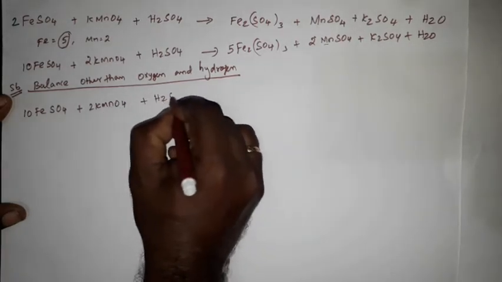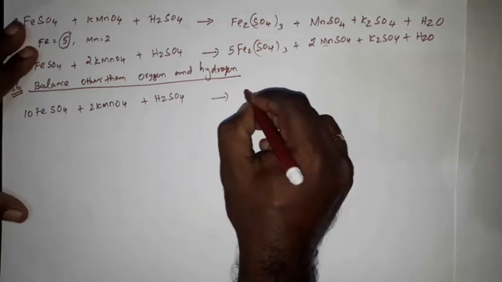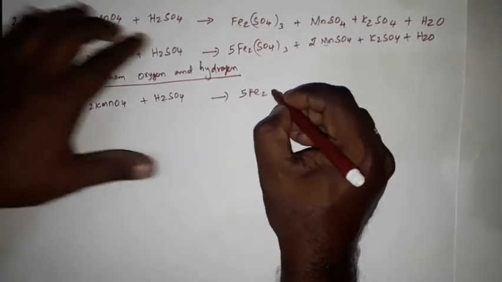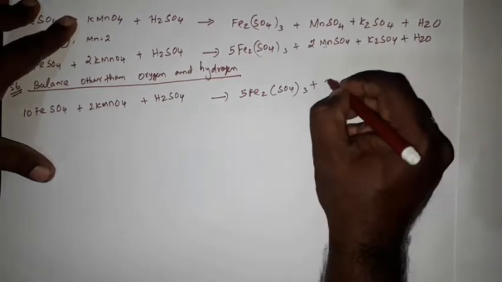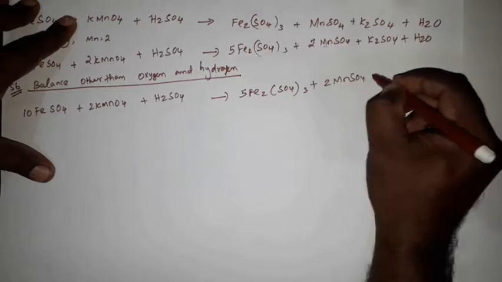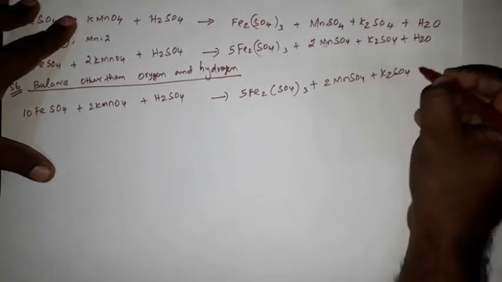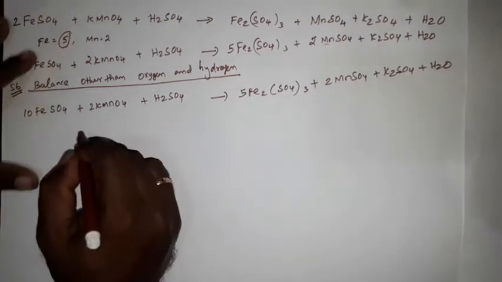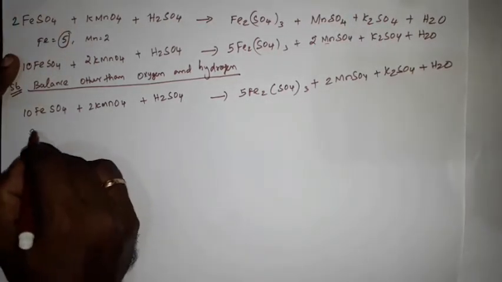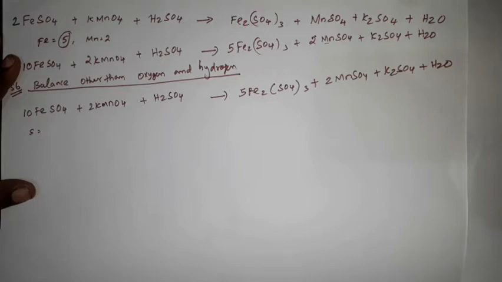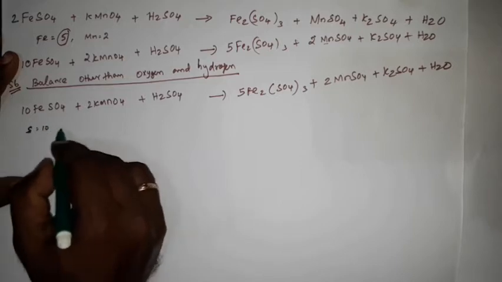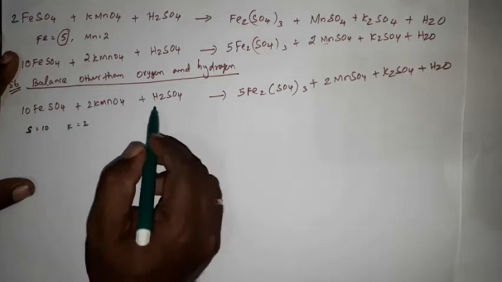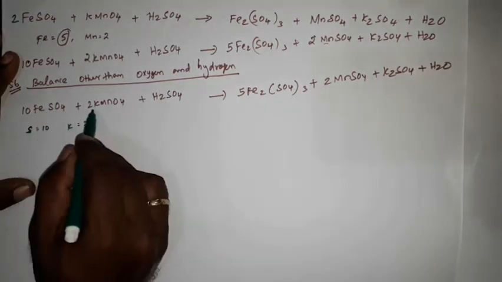plus H2SO4 gives 5 Fe2(SO4)3. I am writing again the equation we got from step 5, plus 2 MnSO4 plus K2SO4 plus H2O. So here 10 sulfur, here sulfur 10, then potassium 2, okay, 10 sulfur, then 2 potassium.